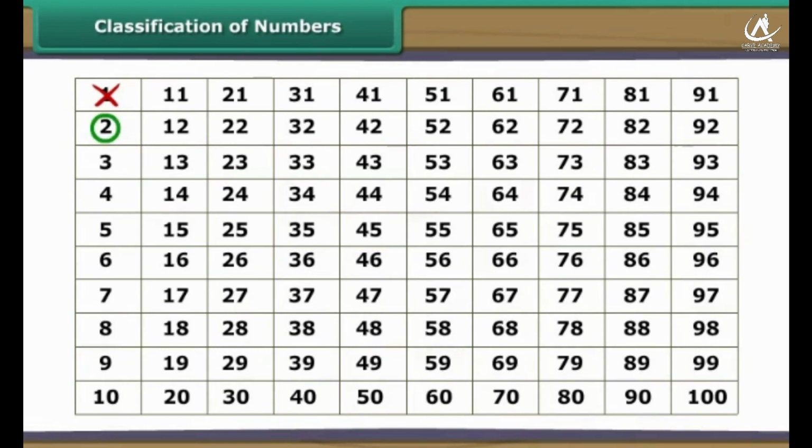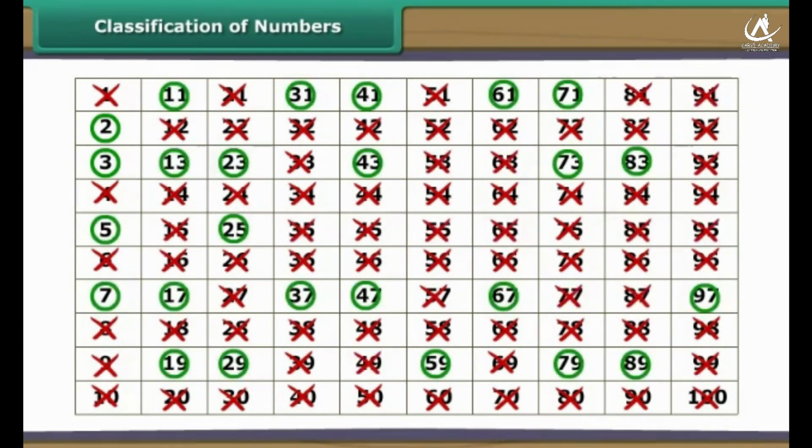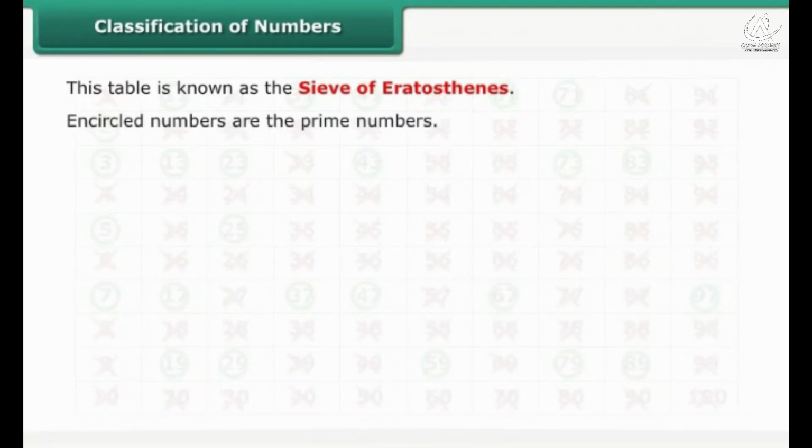2 is prime as it has exactly 2 factors. We draw a circle around it. We draw a cross on all the multiples of 2. 3 is prime. We draw a circle around it. We draw a cross on all the multiples of 3. We proceed till we have drawn a cross or a circle around all the numbers from 1 and 100. This table is known as the sieve of Eratosthenes. The encircled numbers are prime numbers.